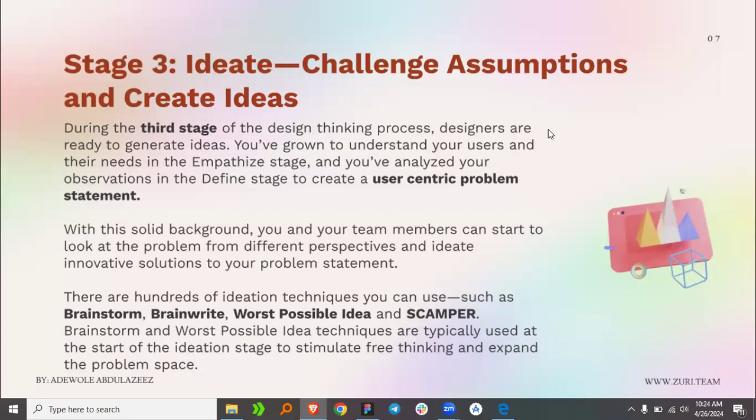Then convergent thinking is where you pick the one that will best solve the issue you have on the ground. So that's divergent thinking, emergent thinking, then convergent thinking.